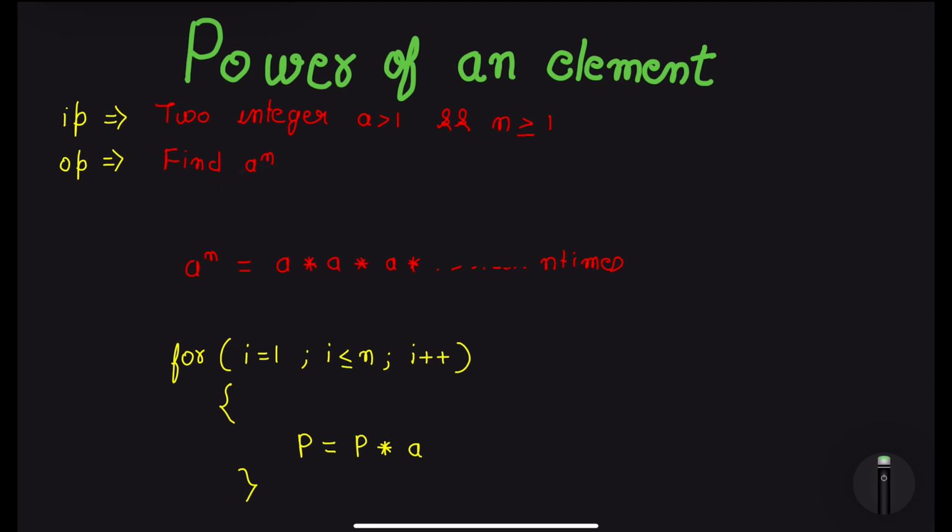A raised to the power n is multiplication of a, n times. We can see this program to find a raised to the power n. So we have our loop running from i equal to 1 and i should be smaller than or equal to n and i plus plus. So this program will multiply a n times. So we will get a raised to the power n.